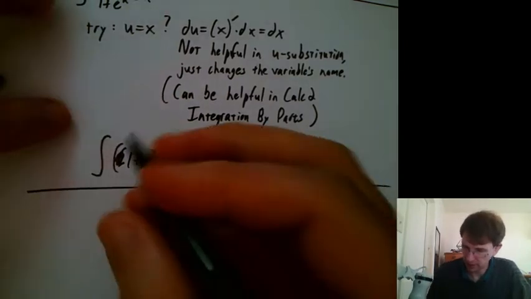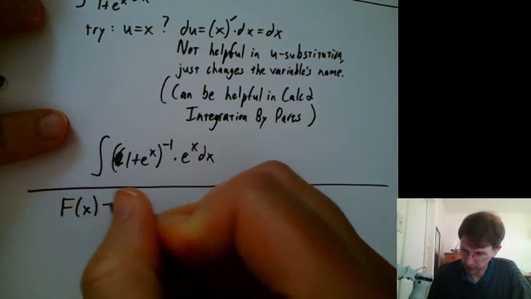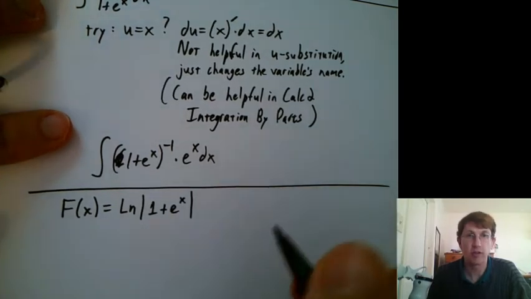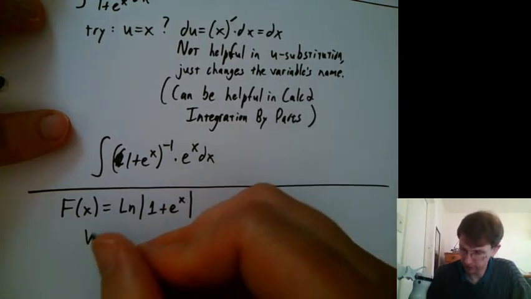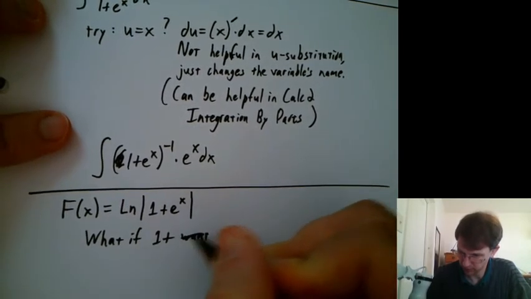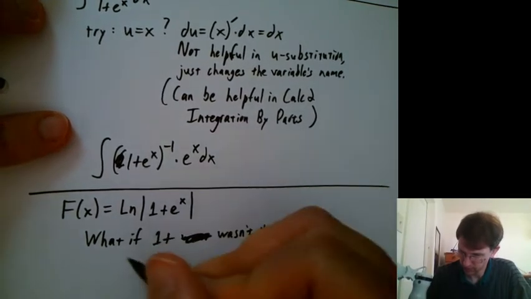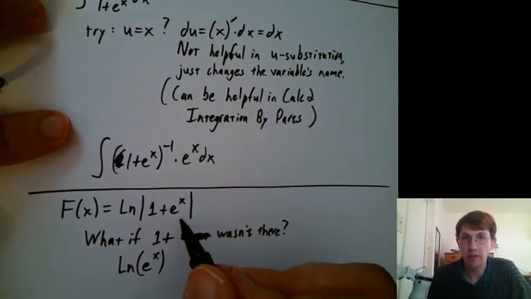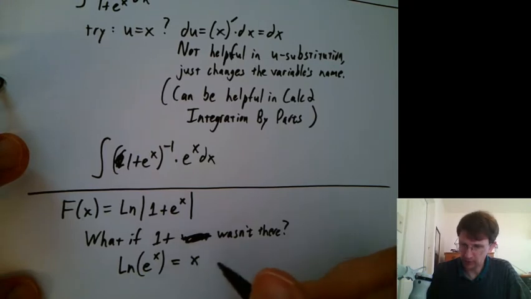One other thing I wanted to mention, there's a function in the homework where the answer is capital F equals log of absolute value of 1 plus e to the x, which is a very interesting function, so I wanted to spend a little bit of time on it. What if the 1 plus wasn't there? That would be log of just e to the x. E to the x is always positive anyway, so you don't actually need the absolute values here. So then what's the log of e to the x? That's just x.